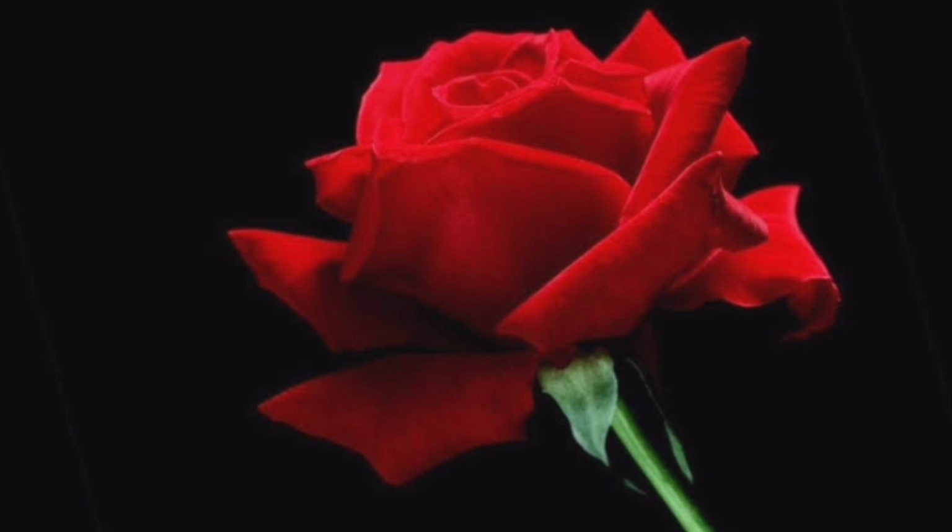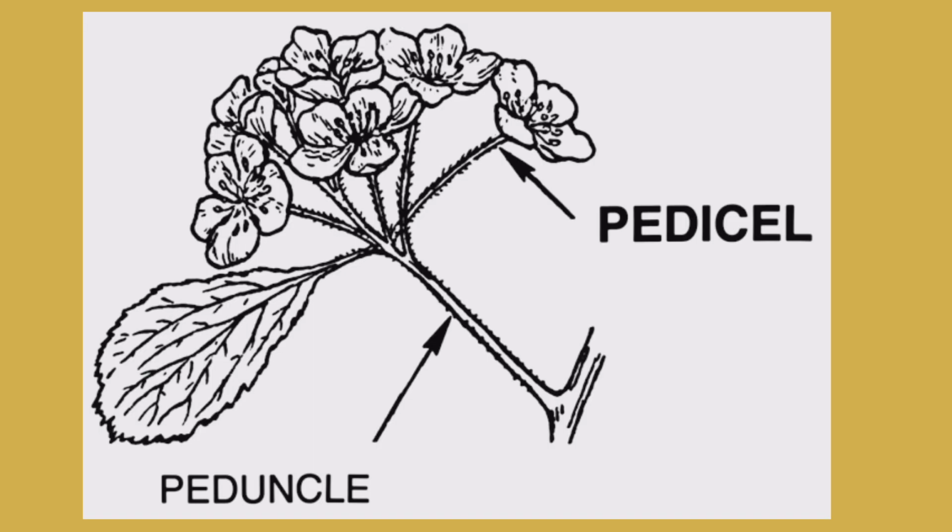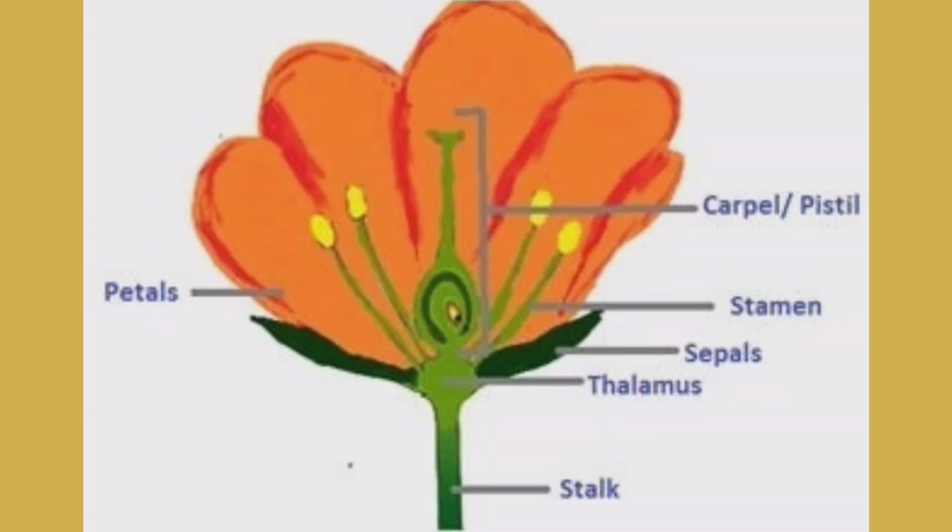The main parts of the flower: pedicel. The flower is borne on a stalk called the pedicel. Thalamus. The swollen end of the pedicel, which holds the four whorls of the flower, is known as the thalamus. Calyx, another name, sepal. The outermost whorl of the flower consists of leaf-like structures called sepals. Sepals are generally green in color. Function of sepal: it protects the inner floral whorls during bud formation and also takes part in photosynthesis.